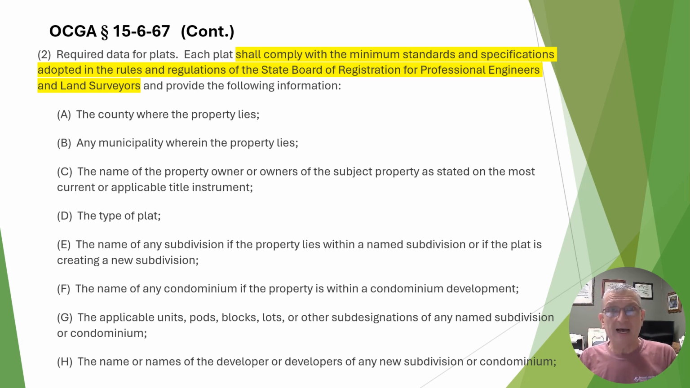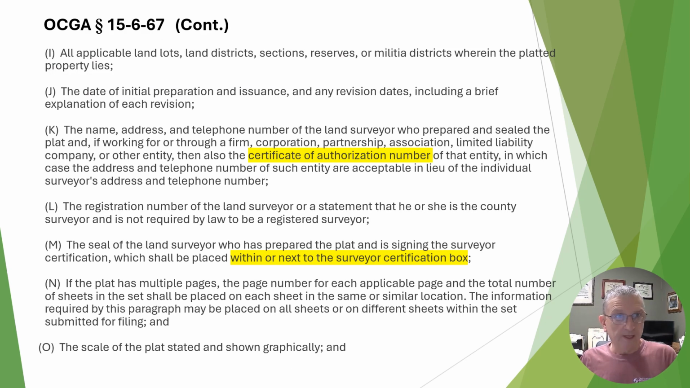It might be a minor subdivision plat. It might be an exemption plat. But if it depicts and describes real property boundary, you've got to tell us what kind of plat it is. If it's in a subdivision, you need that info. If it's part of a condominium complex, you need that info, along with units, pods, blocks, etc. And if it's a new subdivision or condominium, the name or names of the developer. So that's pretty straightforward enough.